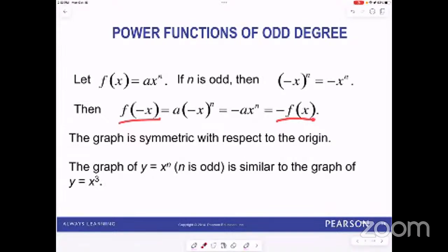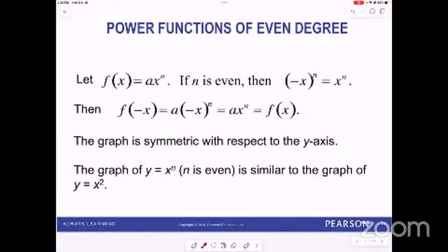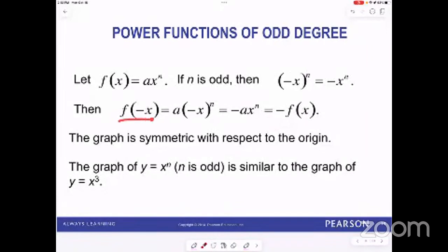So a quick recap: a function being even, when we evaluate f of negative x, we get back to the original. A function being odd, when we evaluate f of negative x, we get a negative times the original. A function being odd is the same as origin symmetry.